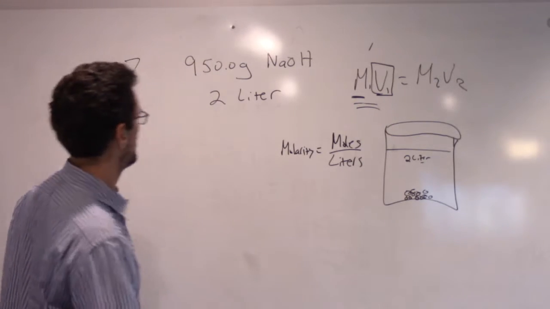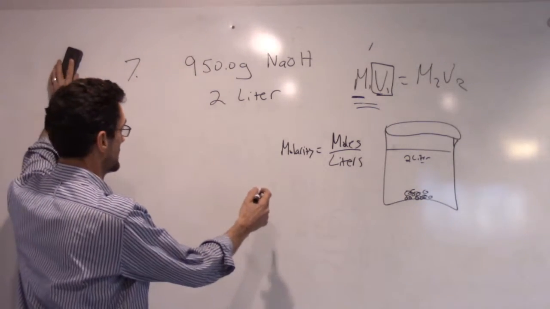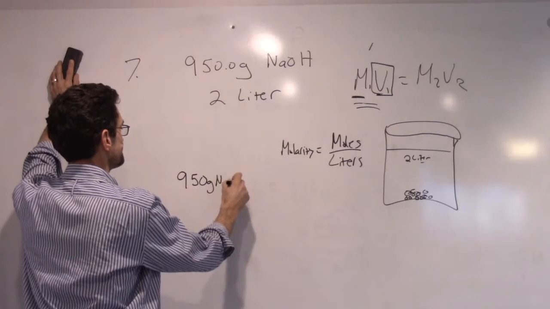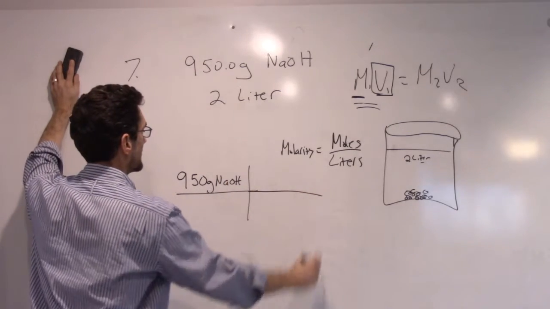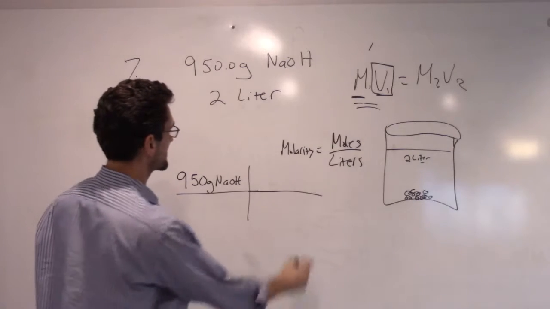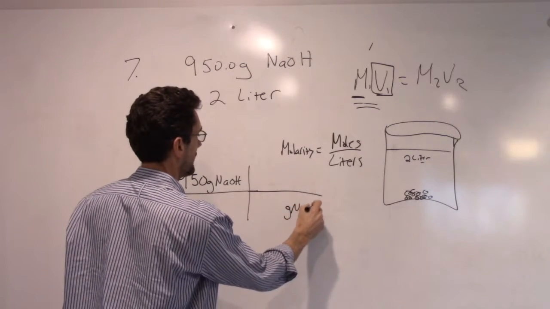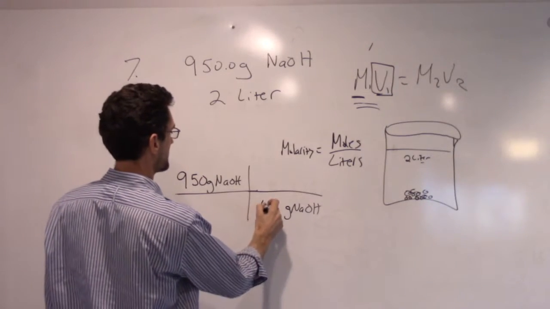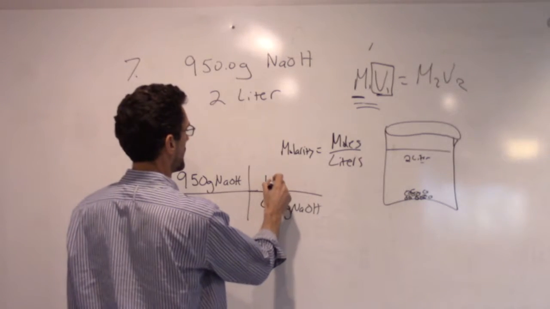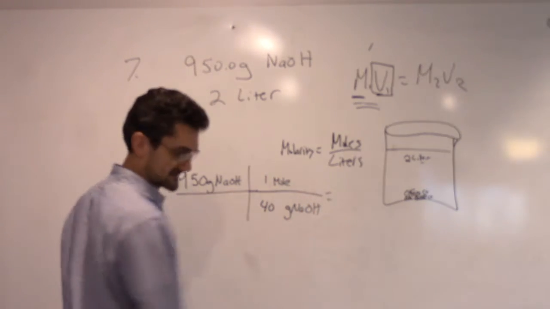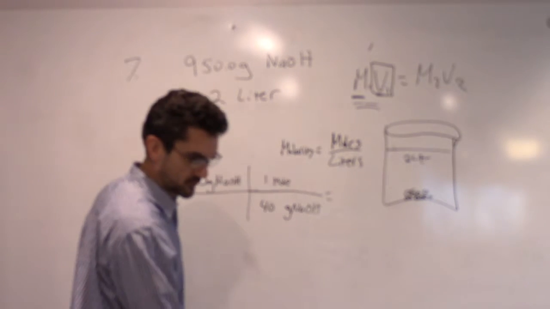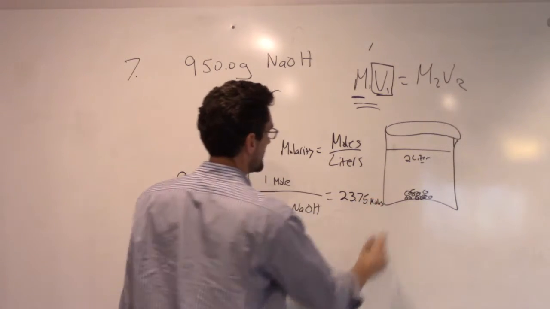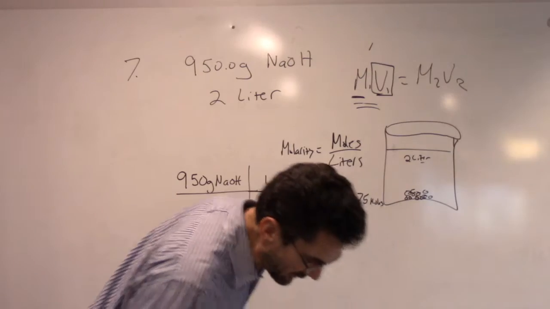So how are we going to do this? Oh my gosh, this is almost a mole-to-mole ratio. We have 950 grams of NaOH. How many grams of NaOH are in 1 mole of NaOH? Let me look at my paper here. So it's 40 grams of NaOH in 1 mole of NaOH. You multiply that out and you should come up with 23.75 moles. But are we done there?